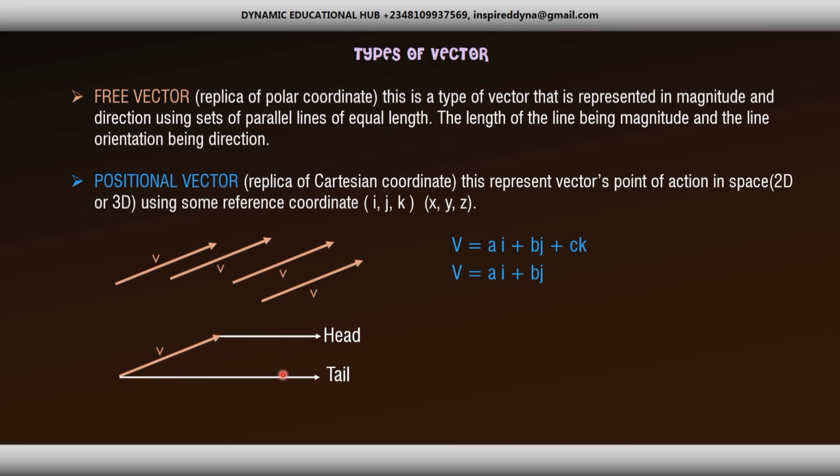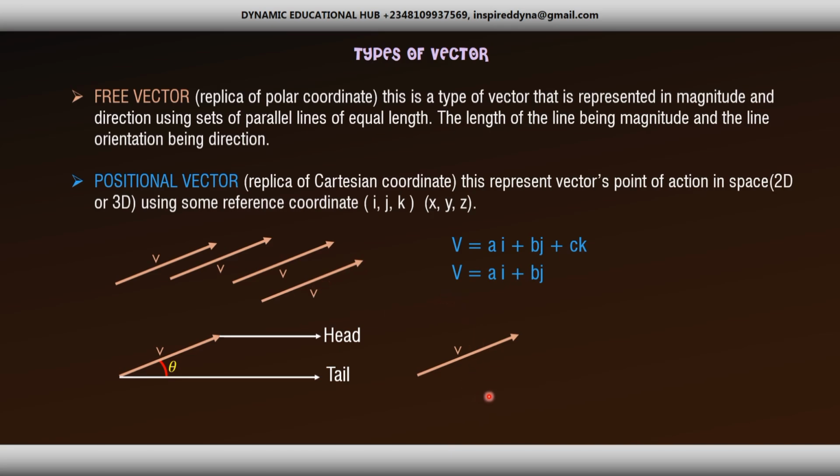Ori, iru. Now, what about the direction of this vector? The direction is taken from the horizontal plane, moving anti-clockwise. When you read the angle, this is the direction of that vector, theta. Now, this is a vector v. This is also v because they are parallel.